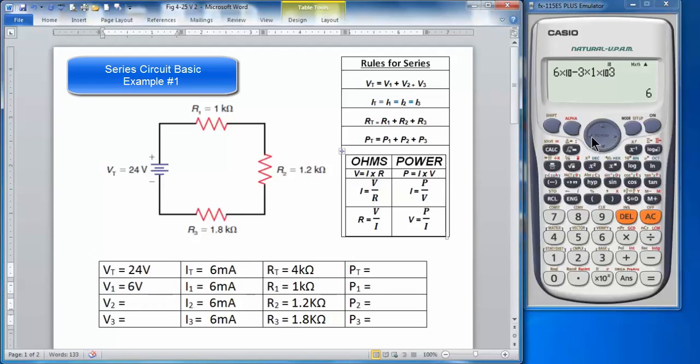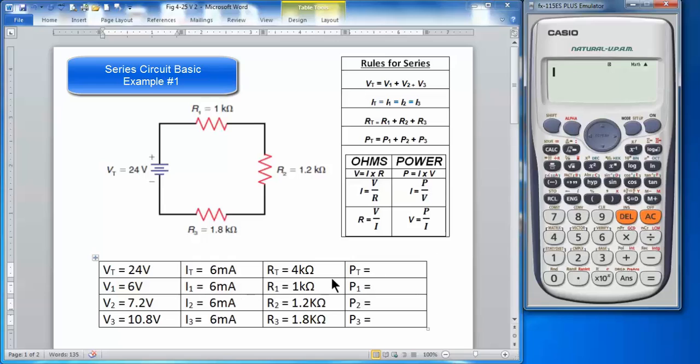For V2, I can just scroll up, change the value of the resistor to 1.2 k ohms, tells me the voltage consumed at R2. Scroll up, change the value again to the value for R3, shows me that I have 10.8 volts consumed for V3. Now, I can check my work: if V1, V2, and V3 add up to be 24 volts, then I did everything right in those calculations. And they do add up to 24 volts.